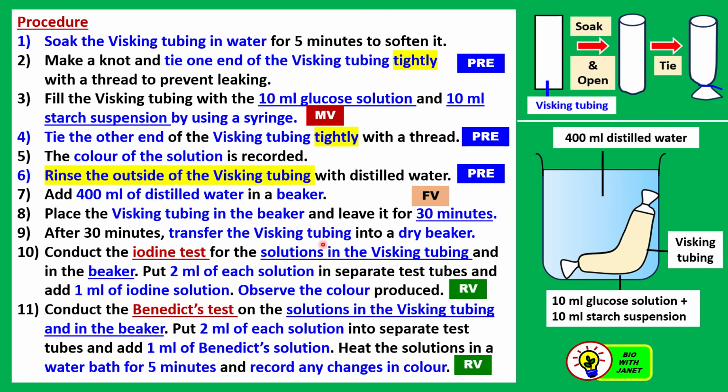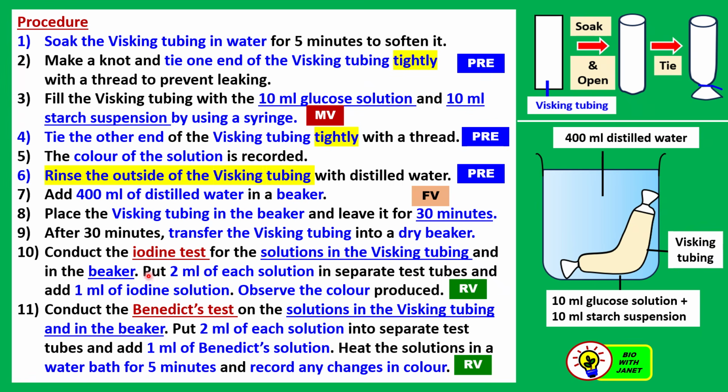Now after 30 minutes, transfer the Visking tubing into a dry beaker, and then you conduct the two tests, the iodine test and the Benedict's test. This precaution, where you rinse the outside of the Visking tubing with distilled water, is quite important, in case some of the starch from your syringe has spilled onto the outer part of the Visking tubing. So make sure you rinse the outside carefully with distilled water before you put it into the distilled water and leave it there for, say, 15 minutes, or in this case 30 minutes.